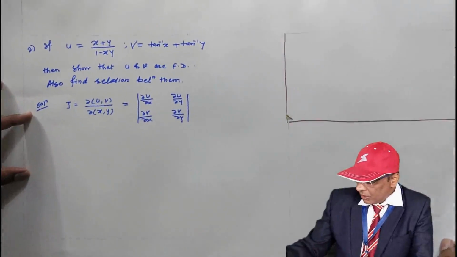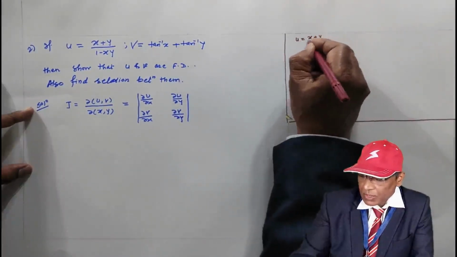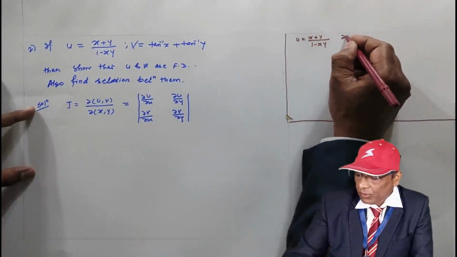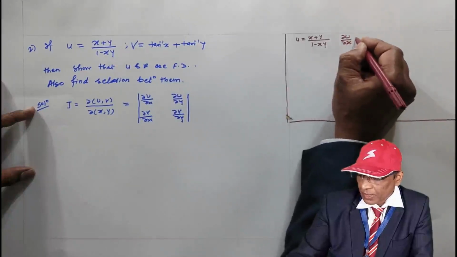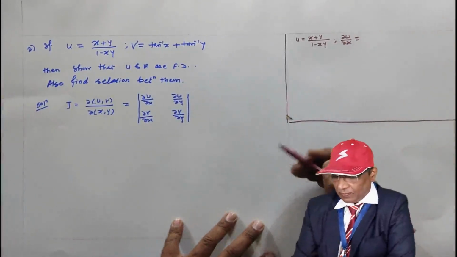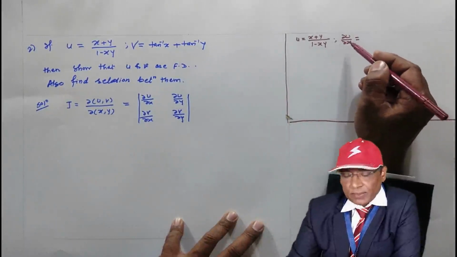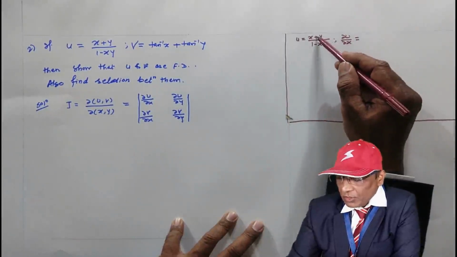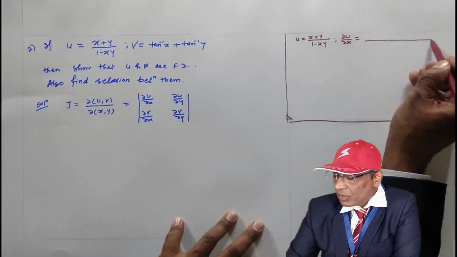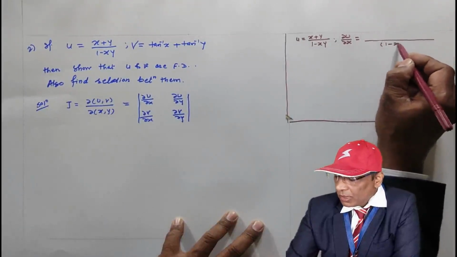So u is given to you. U is x plus y by 1 minus xy. Now take the derivative of u with respect to x, keeping y constant, because del u by del x is required. X is present in the numerator and the denominator also, so I am using the quotient rule of the derivative, u by v rule. The quotient rule is what? Denominator square.